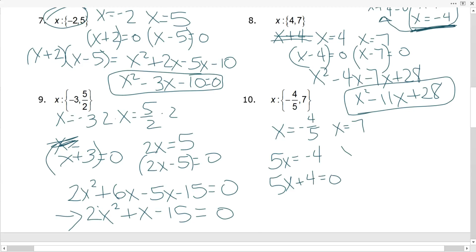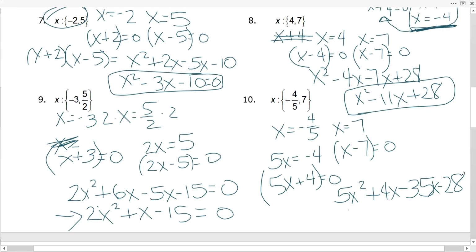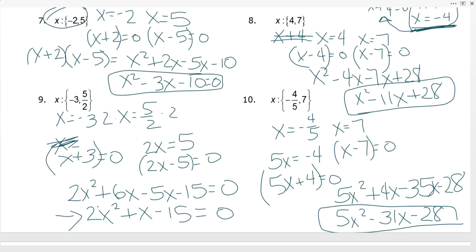I'm going to subtract 7 from both sides. X minus 7 equals 0. I'm multiplying these two guys together. 5x squared plus 4x minus 35x minus 28. 5x squared minus 31x minus 28. Alrighty, there you go. So now you can go backwards from factors from your roots to your quadratic equation, and you can go from a quadratic equation and find the roots, what x is equal to.